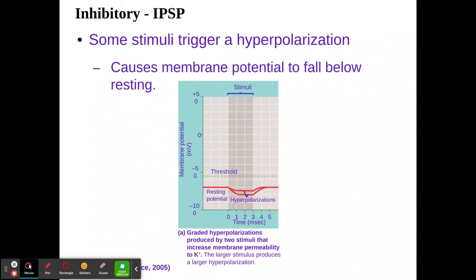Then we like to talk about two different types of stimulus. One would be inhibitory, called an IPSP, inhibitory postsynaptic potential. And this is going to cause what we call a hyperpolarization. So we're going to move away from threshold, actually falling below resting, you'll see here. And these are inhibitory because they're essentially stopping an action potential from happening.